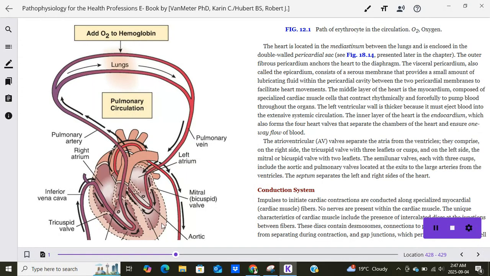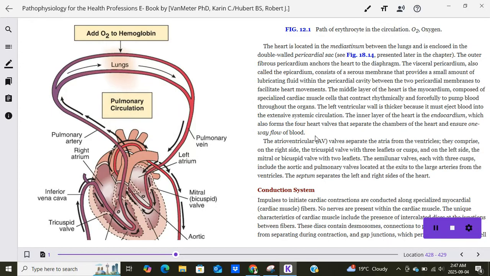The middle layer of the heart is the myocardium, composed of specialized cardiac muscle cells that contract rhythmically and forcefully to pump blood throughout the organs. The left ventricular wall is thicker because it must eject blood into the extensive systemic circulation. The inner layer of the heart is the endocardium, which also forms the four heart valves that separate the chambers of the heart and ensure one-way flow of blood.